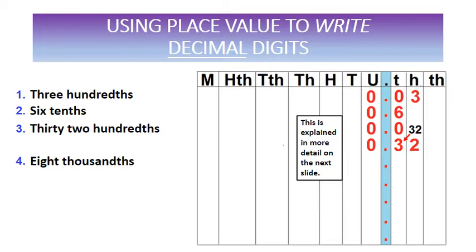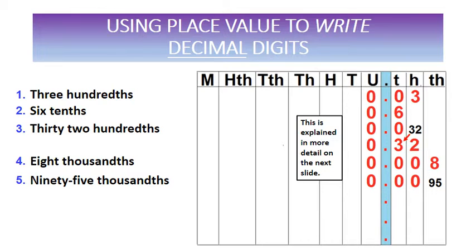8 thousandths. We put an 8 in our thousandths column and our placeholders in. So 8 thousandths is 0.008. 95 thousandths. Again, we've got 2 digits in a column and we're not allowed to do this. So what we have to do is we leave the 5 in the thousandths column. We move the 90 across to the hundredths column and then put our placeholders in. So 95 thousandths is 0.095.